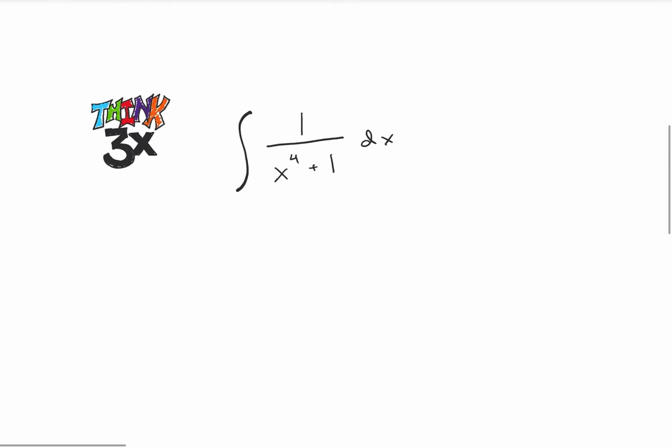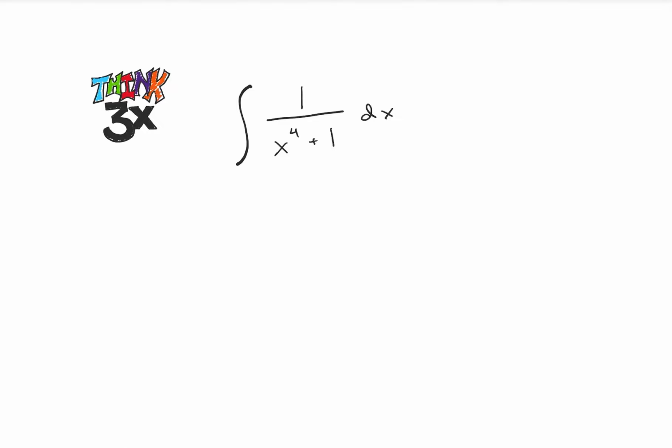So in the first video, for 1 over x cubed plus 1, what we had done is we had factored it. In this case, I noticed that x to the fourth plus 1 will have only imaginary roots. So I won't be able to factor that all the way down, but what I can do is try to reduce the degree under the polynomial.